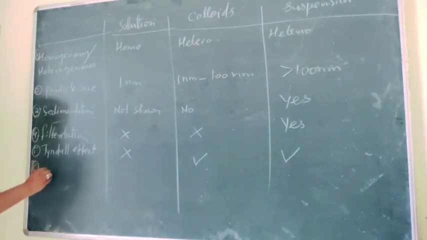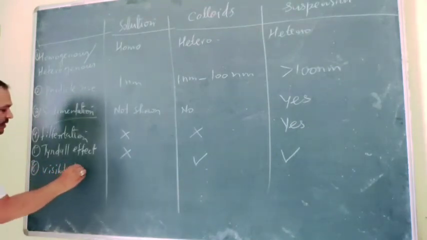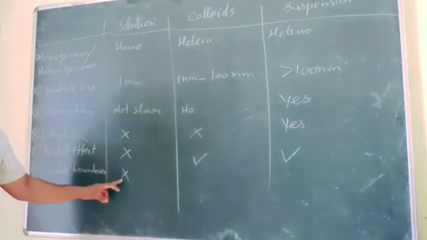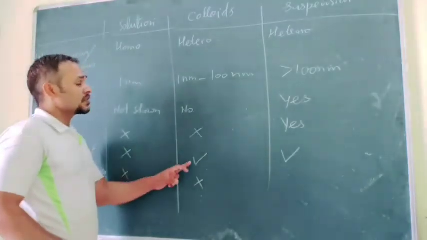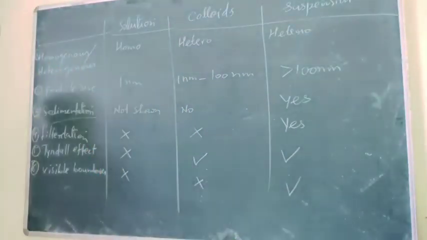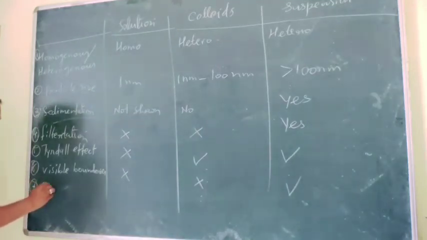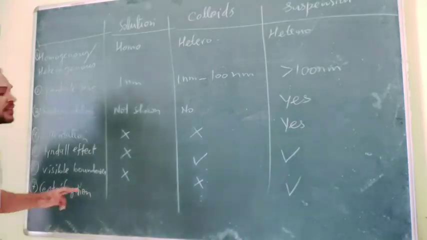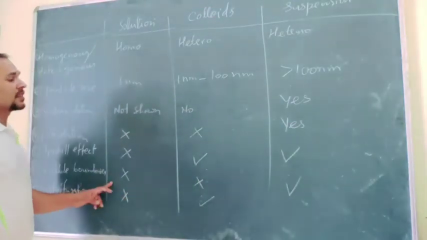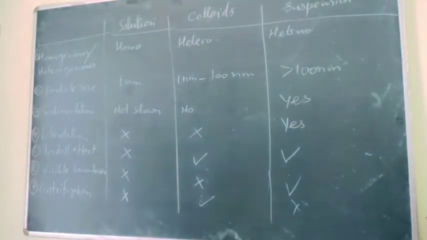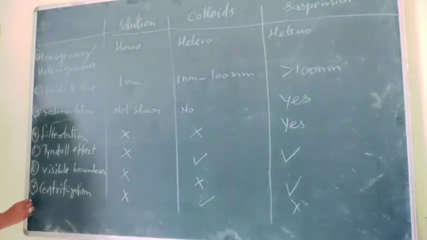Are you able to see the visible boundary? In the case of solution, there is no visible boundary. In the case of colloids, also we cannot see the visible boundary, but in the case of suspension, we can see the visible boundary. Another term we can see is centrifugation. Centrifugation is shown only by colloids. Solution and suspension cannot be separated by the centrifugation.